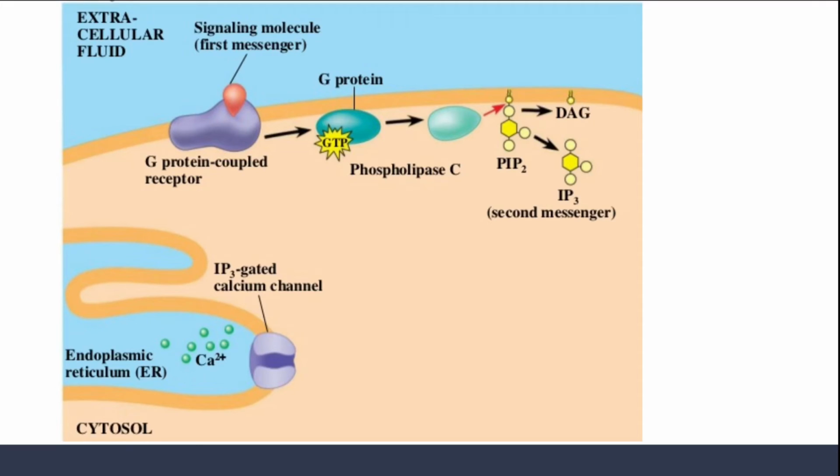IP3 goes to the endoplasmic reticulum to trigger the release of calcium from there, and calcium binds to PKC to make it more active, as well as calmodulin for the same reason. Calmodulin activates a different kinase to phosphorylate target proteins for other functions.